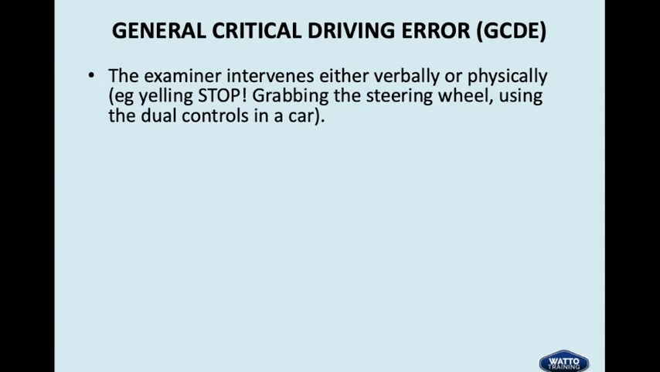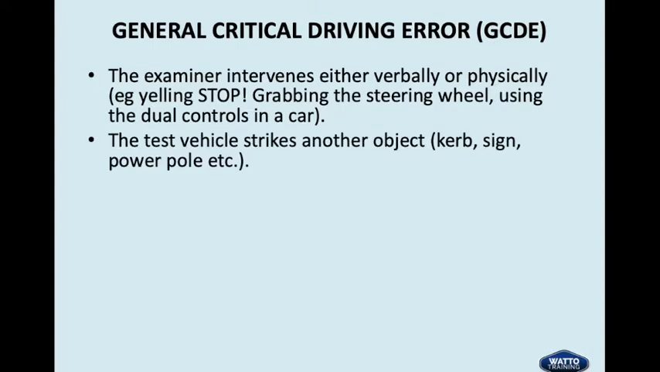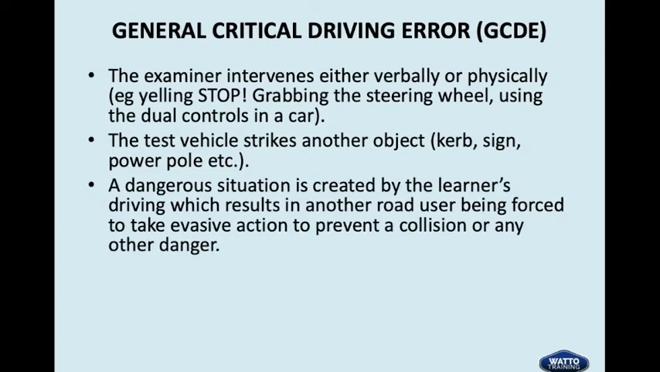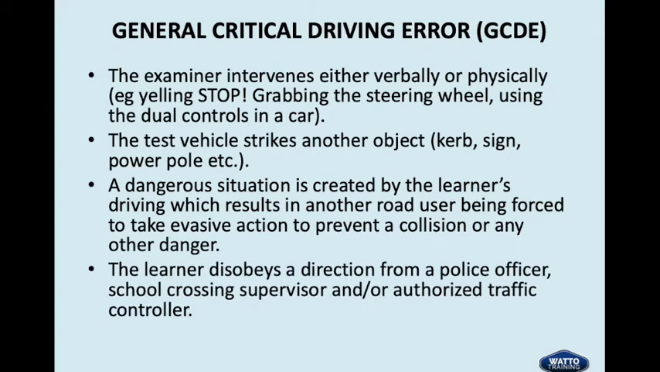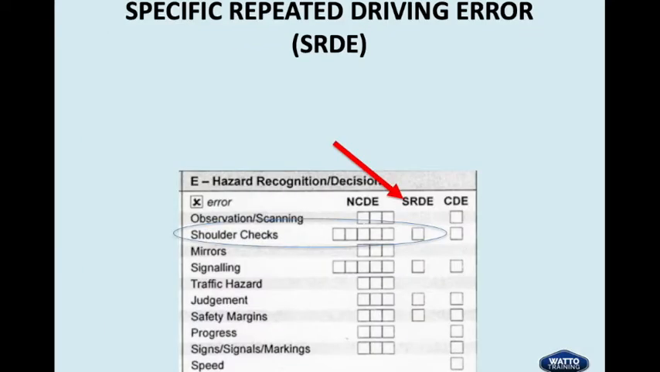We also have another type of general critical driving error, which is the examiner intervening either verbally or physically, e.g. yelling stop, grabbing the steering wheel, or using the dual controls for the cars. The test vehicle striking another object, such as a curb, a sign, or a power pole. A dangerous situation being created by the learner's driving, which results in another road user being forced to take evasive action to prevent a collision or any other danger. And the learner disobeying a direction from a police officer, a school crossing supervisor, and or an authorised traffic controller.